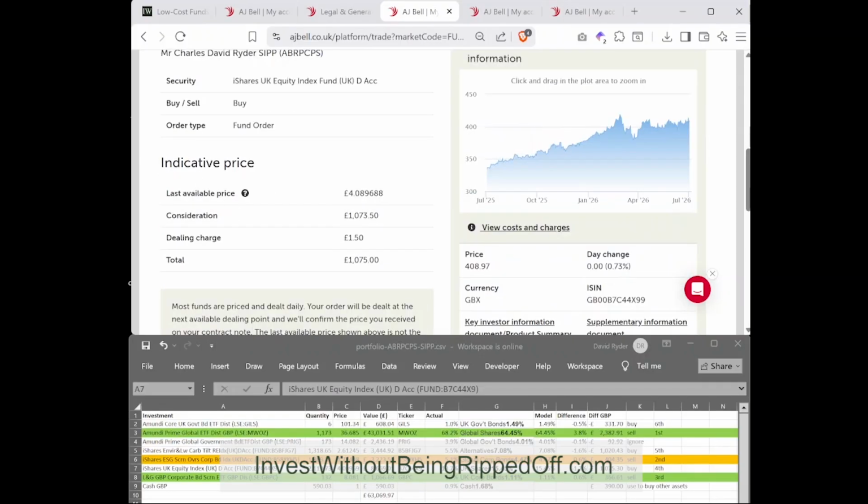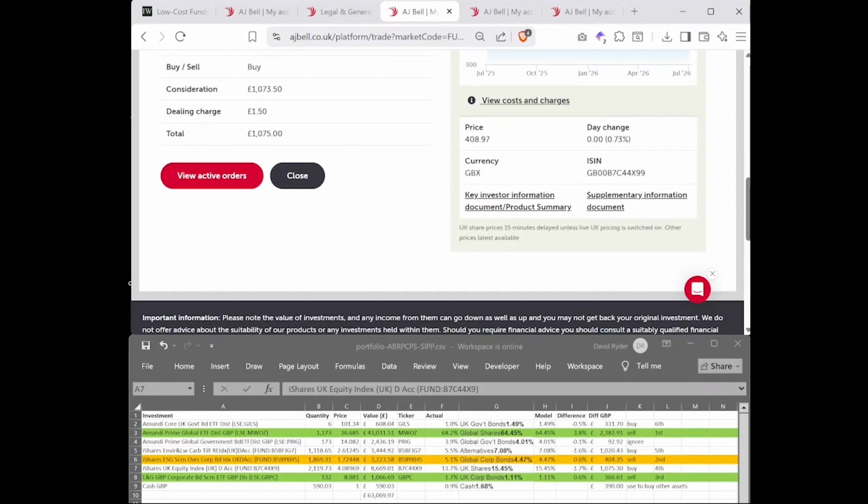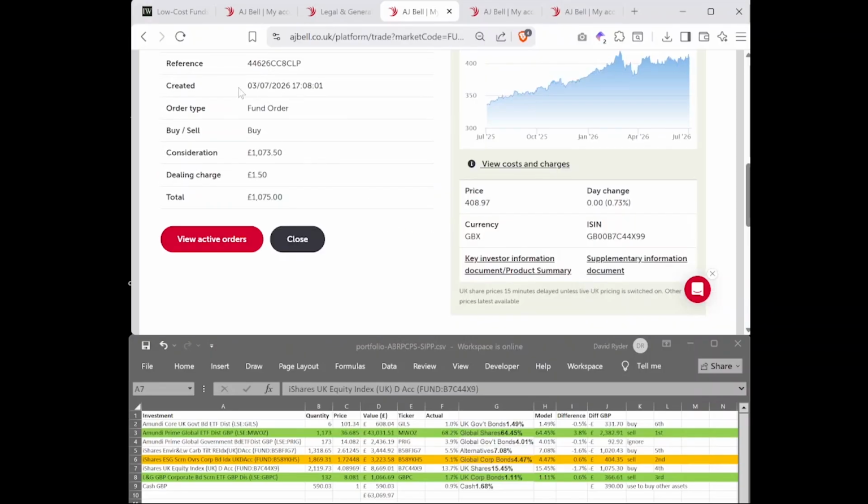This gives me an indicative price because it is a fund. They won't know what the price is until the end of the day. Dealing charge £1.50. I can afford that. I am submitting my order. So that is an active order. It is a fund. They won't get the price of the fund till the end of the day. So this one will take a couple of days to process, and that's fine and dandy.